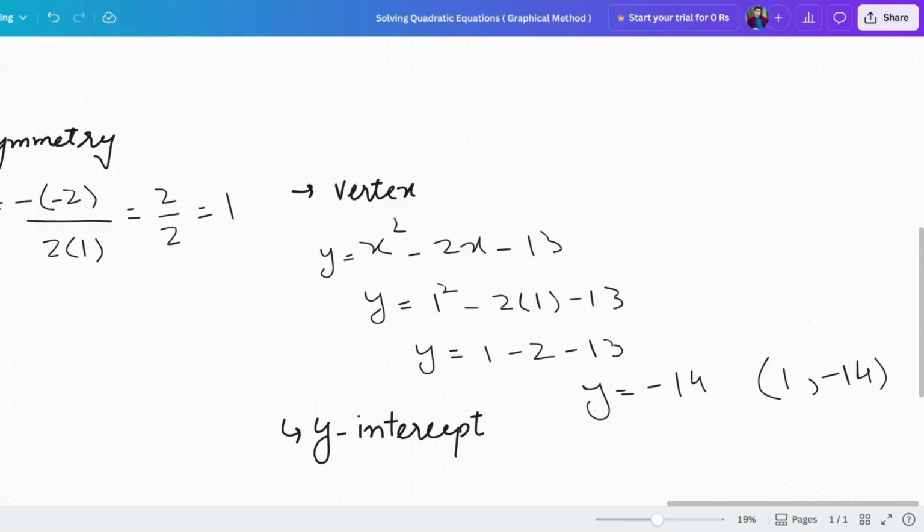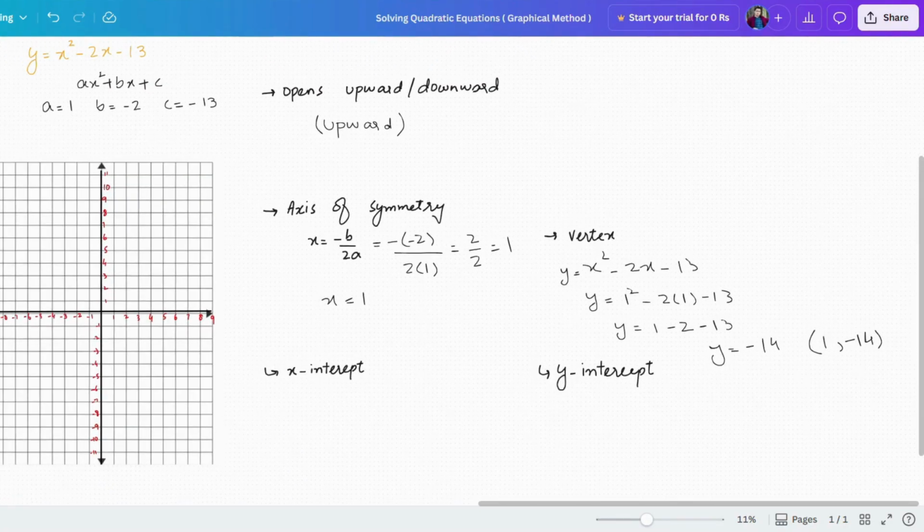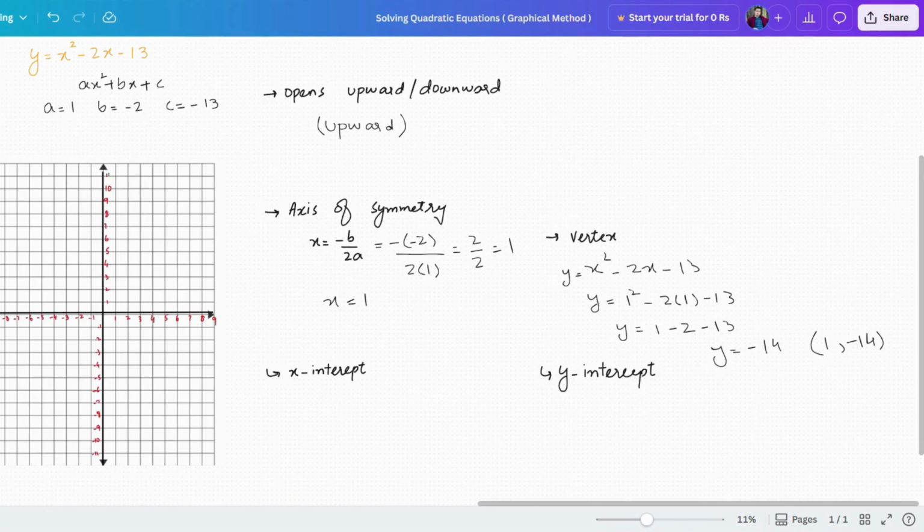That is the vertex point that I've got. Now I need to find out the x-intercept and the y-intercept. Let's find out the y-intercept first. For that I will put x equals 0. So y is equivalent to 0 squared minus 2 into 0 minus 13. So y is equivalent to minus 13. So when x is 0, y is negative 13.